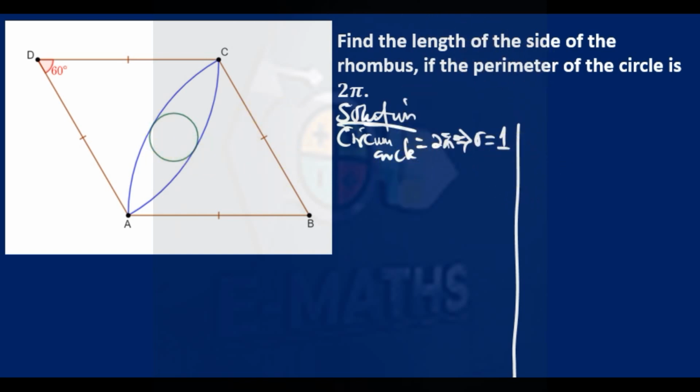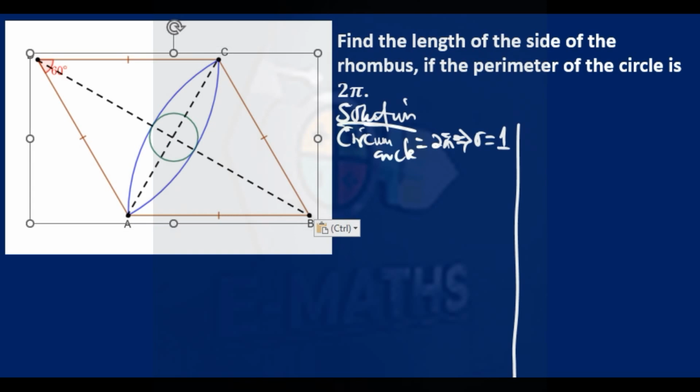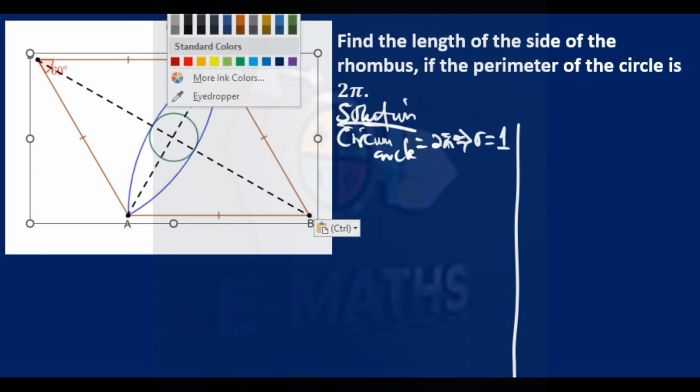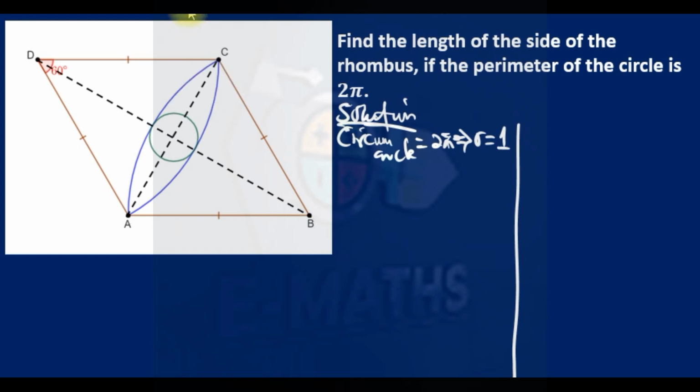So that's it. Let's join some points. Let's join the diagonals. So we've joined the diagonals, and we know from the property that the diagonals are perpendicular bisectors. So this is 90, they are all 90.